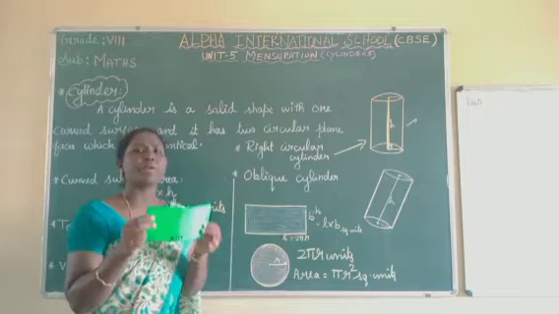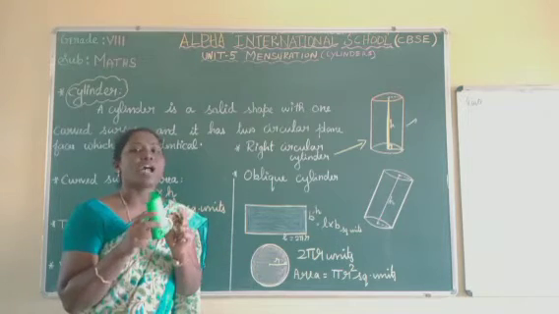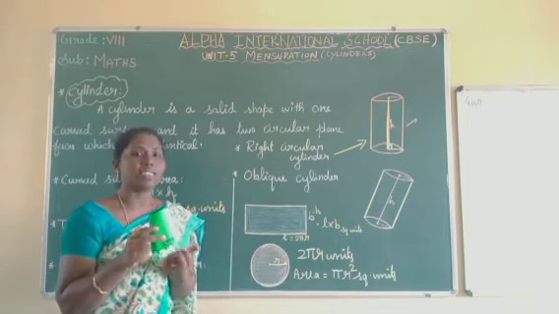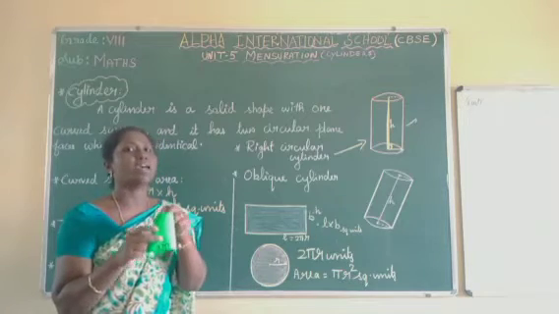So if you take a piece of paper and fold it as a cylinder, you can understand how the length is made as the circumference and the breadth is made as the height.